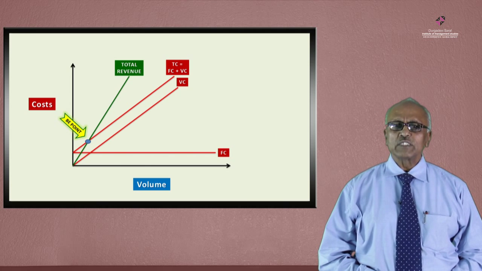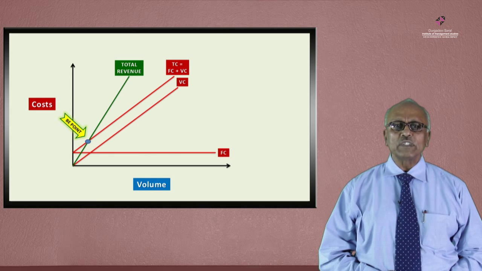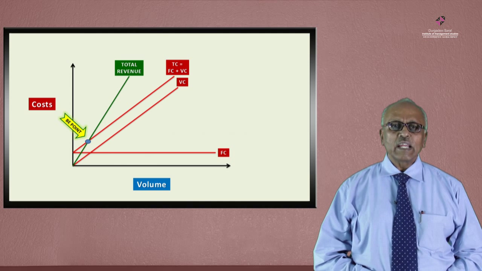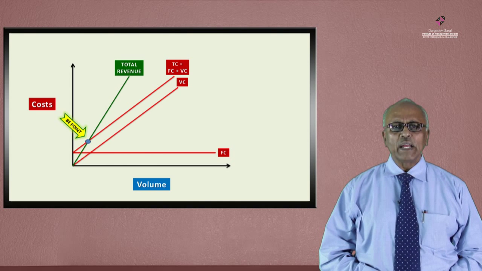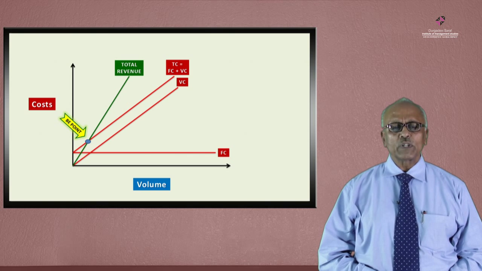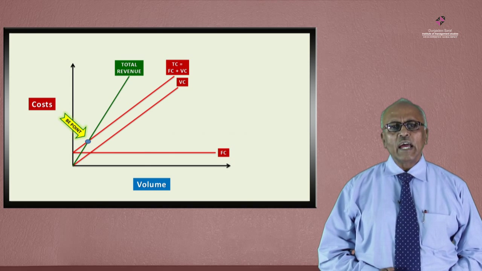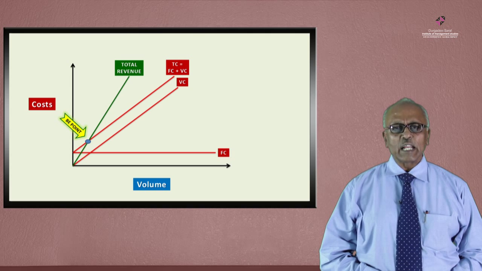What is the significance of this? The significance is that the company will actually start making profits at a lower volume than before. We can achieve the same kind of result by lowering the variable cost per unit. So if you notice the variable cost line here, and therefore the total cost line, which is parallel to the variable cost line, have a certain slope. Now in the next diagram, I am going to show you how the variable cost is lowered.